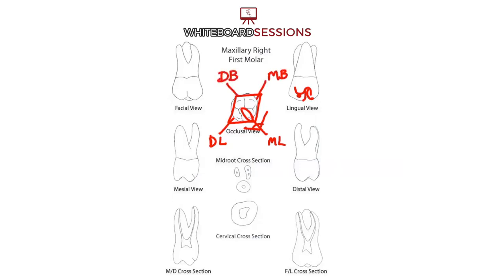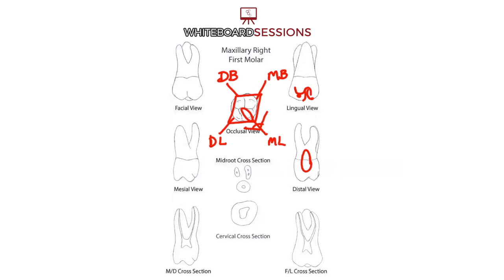This can again pose a problem either when you're restoring the tooth, getting your band to adapt, or when you're scaling and root planing. I can pretty much guarantee you're going to have to identify this tooth in a lineup at least once on your test. So make sure and know all of these views.